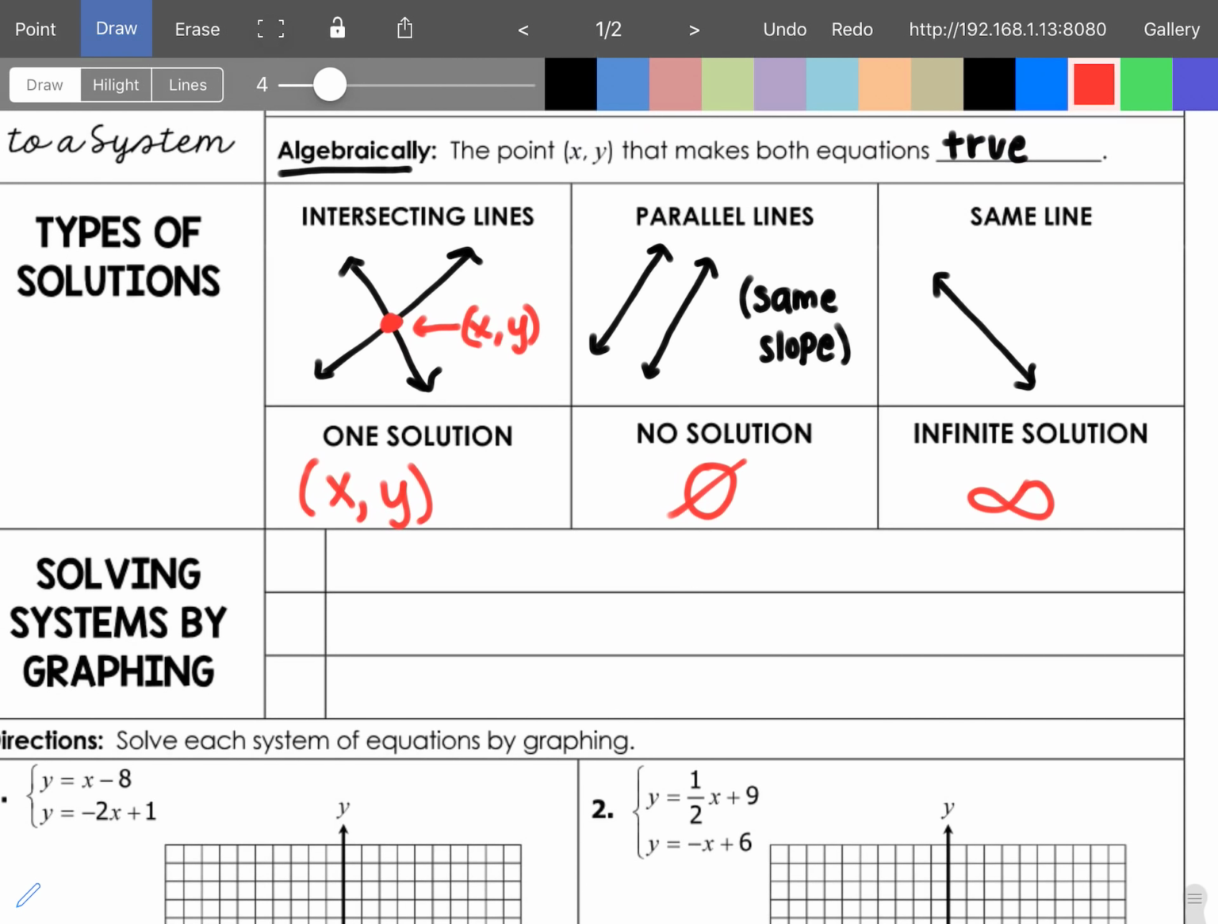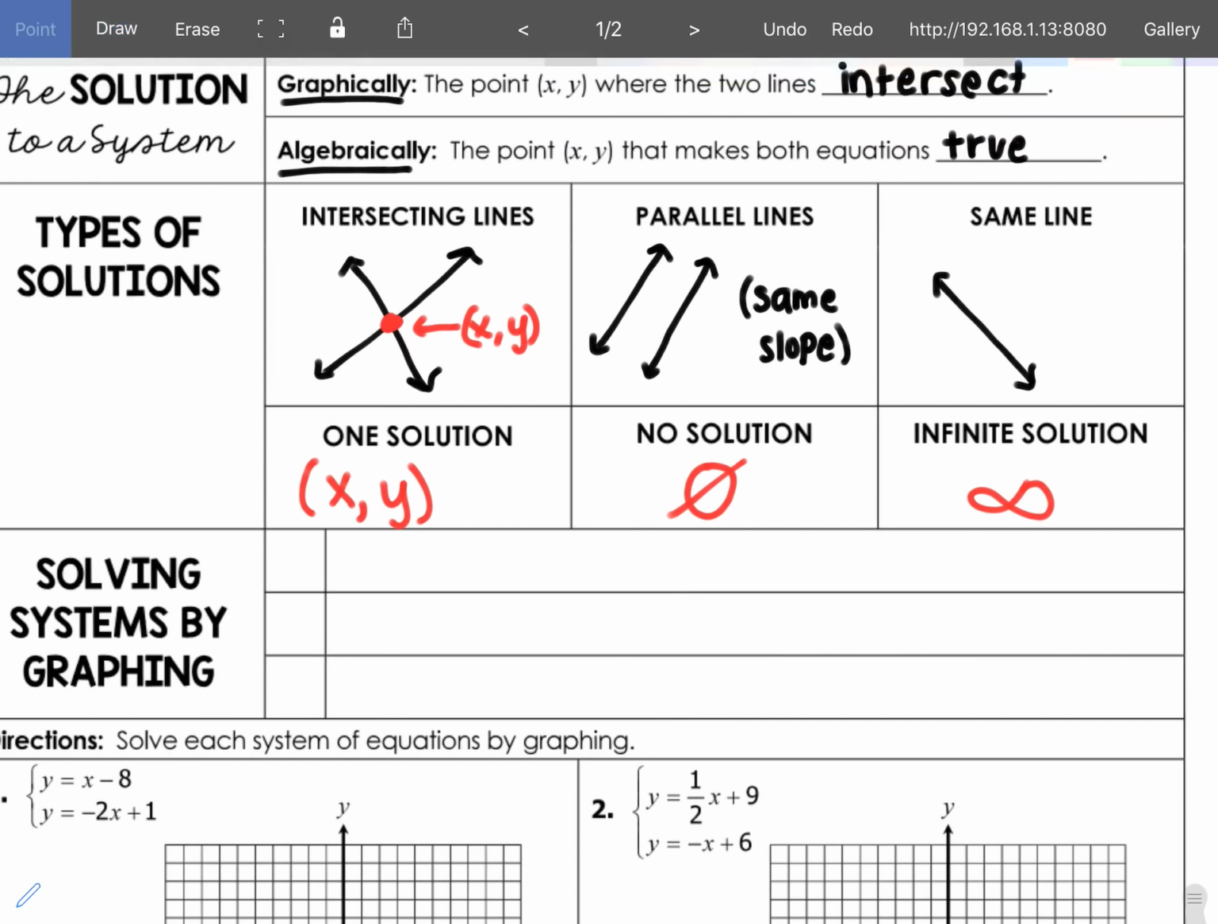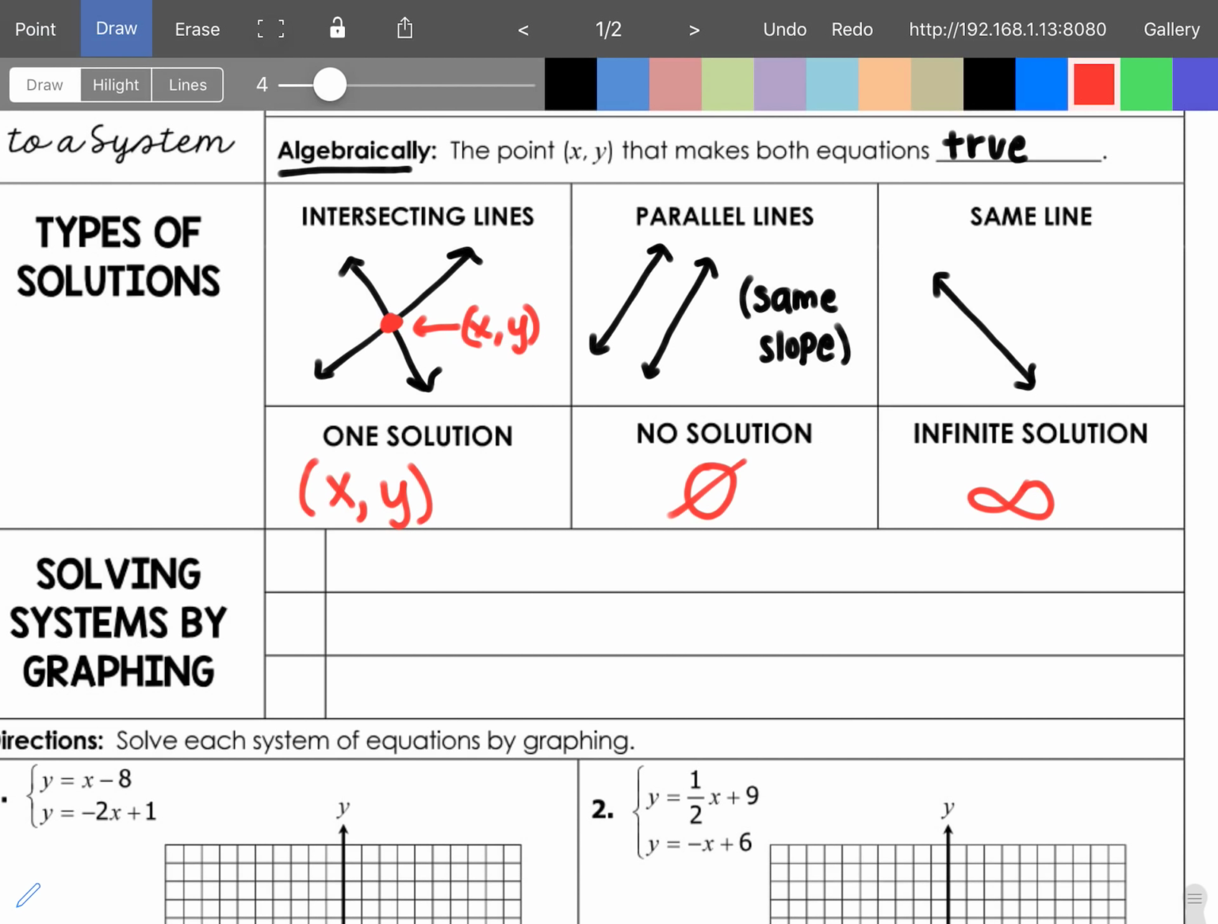Okay, so those are the three types of solutions. Intersecting lines will have one solution. Parallel lines will have no solution because they have the same slope. They never intersect. And then the same line will have infinite solutions because it's exactly the same line, right? And we can even draw something that kind of looks like this. Do you see how if you drew a line, it would be on top of it, one line on top of it, which is exactly the same line.